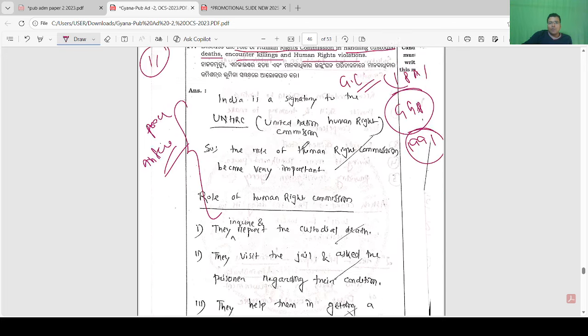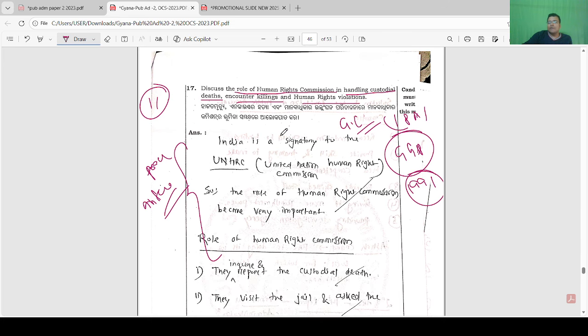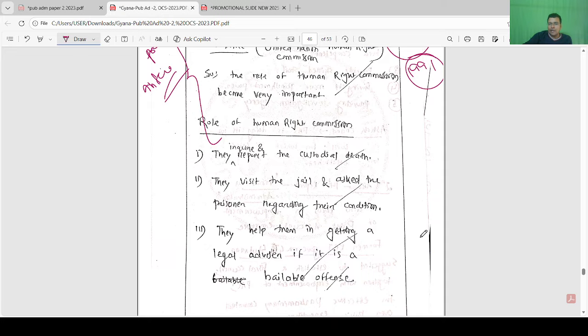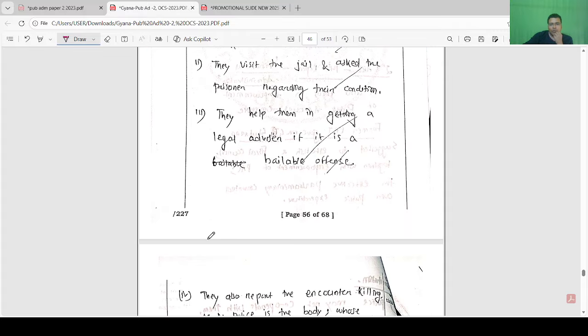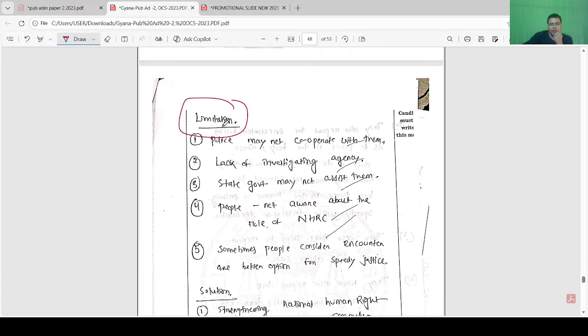Okay, role of human rights commission. After that, you write: India has established the Human Rights Commission in 1993 on the basis of the Protection of Human Rights Act. It is a statutory body. After that, you wrote it like he directly jumped to the body intro. Nothing about when it was established or what it is. Then role of Human Rights Commission.